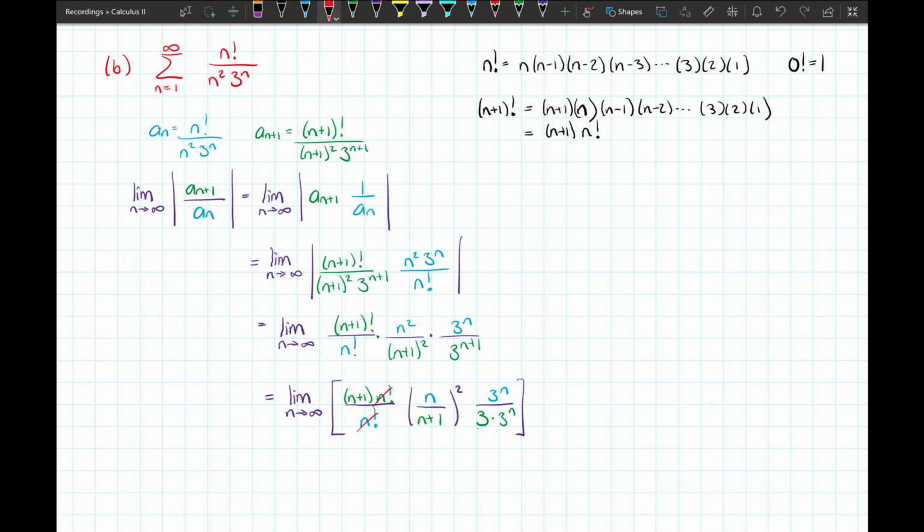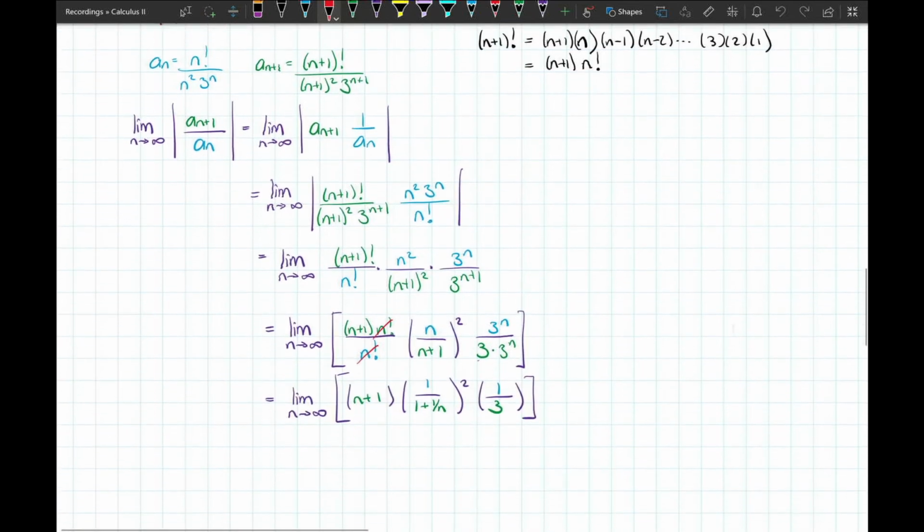And then similar to the last example, we're just going to write n squared over n plus 1 squared as one big fraction all squared, n over n plus 1, and we're going to split that 3 to the power n plus 1 into 3 times 3 to the n. Now we can simplify each of these fractions. The first fraction just reduces to n plus 1.